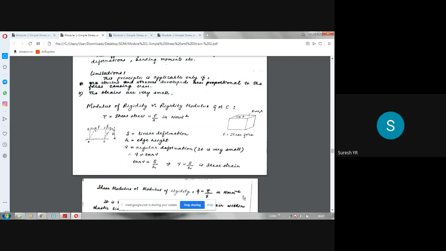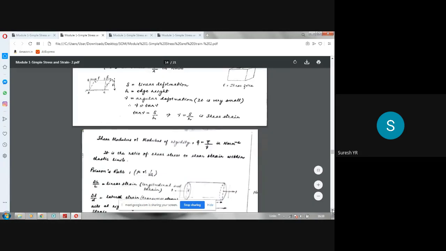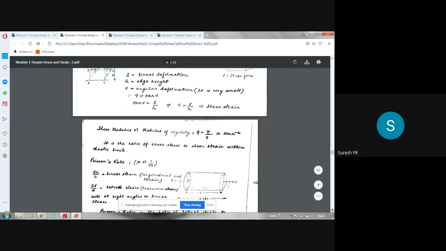Tau is nothing but F divided by A. The shear force is acting like this. When the shear force is divided by the corresponding area, F by A, you get tau. Tau is called the shear stress as usual, Newton per mm square. Shear strain doesn't have any unit. So the ratio of shear stress to shear strain within elastic limits is known as the modulus of rigidity or shear modulus or rigidity modulus.